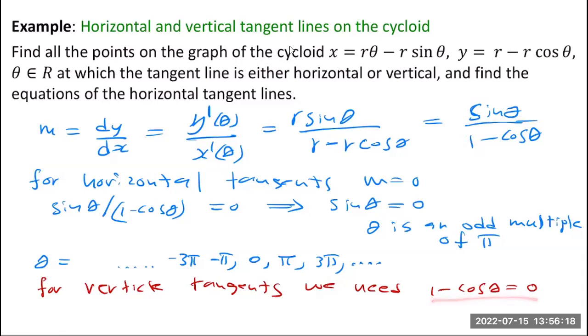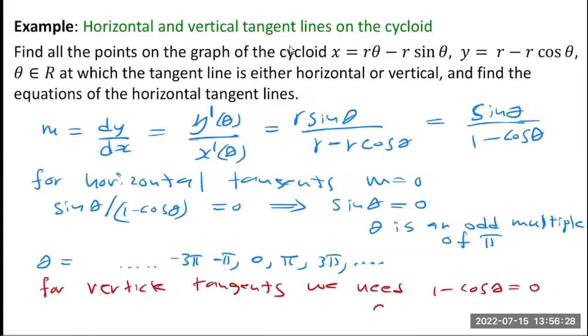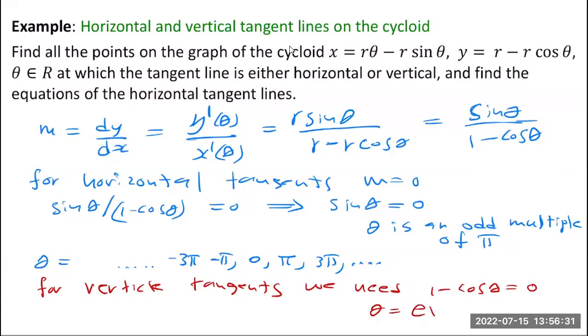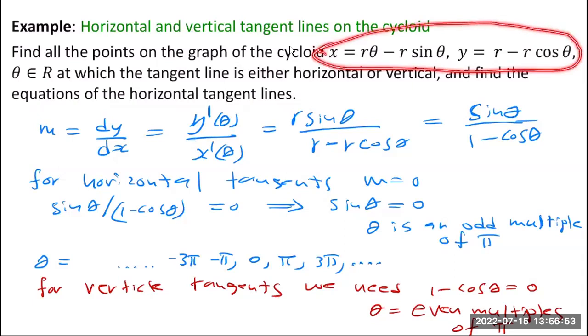Okay, so if you solve this equation, you should be able to see that the theta values given by this equation are the even multiples of pi. Show this. Okay, this is homework for you. Okay, we are not done yet. We are asked to find the equation of the horizontal tangent lines. Okay, how do you find the equation of the horizontal tangent lines? Remember, the shape of this cycloid was like this from the previous section.